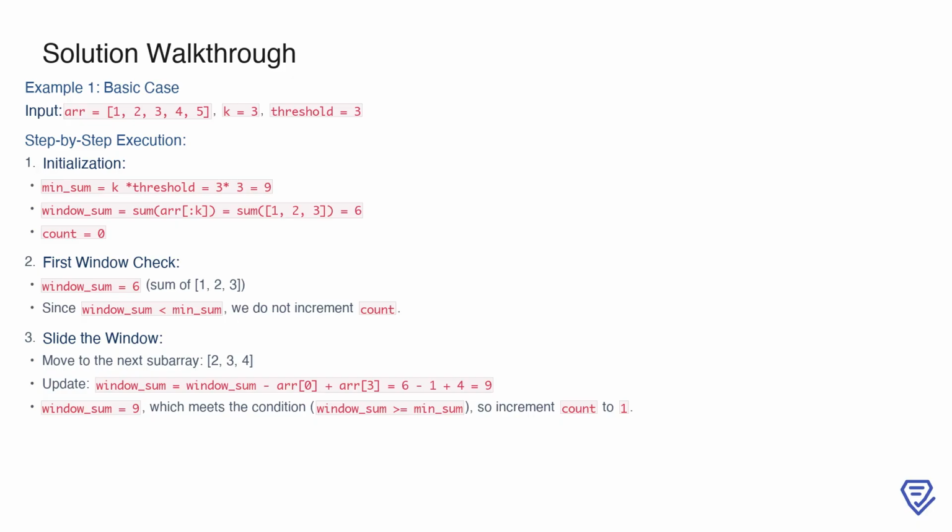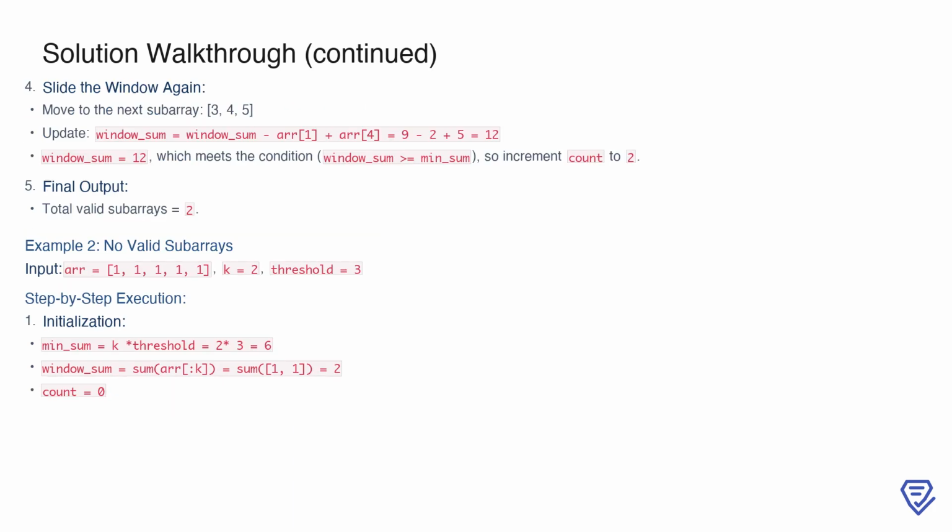Now, we check the first window, and since the window sum of 6 is less than the minimum sum of 9, the count remains unchanged. We then slide the window to the next subarray, 2, 3, 4. To update the window sum efficiently, we subtract the first element of the previous window, 1, and add the new element, 4. This gives us a new window sum of 9, which meets the condition of being greater than or equal to the minimum sum. Therefore, we increment the count to 1.